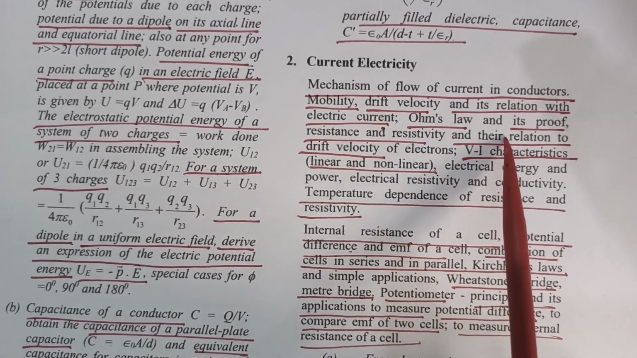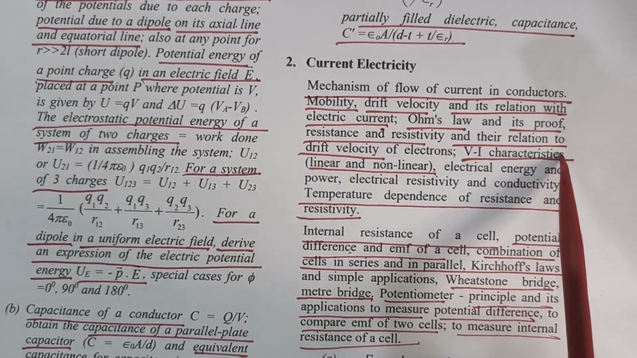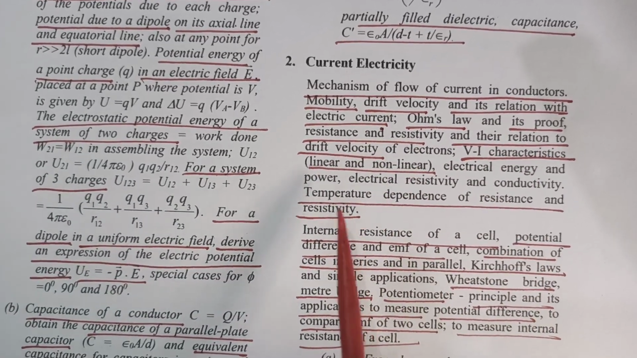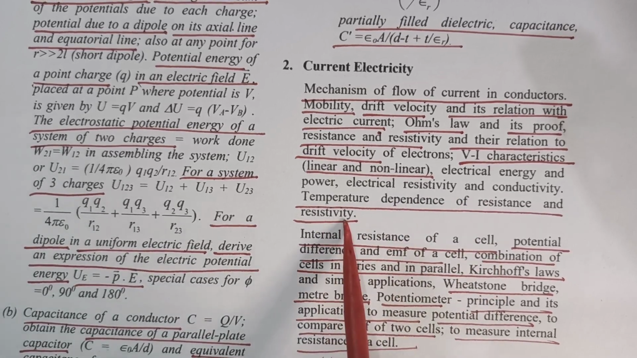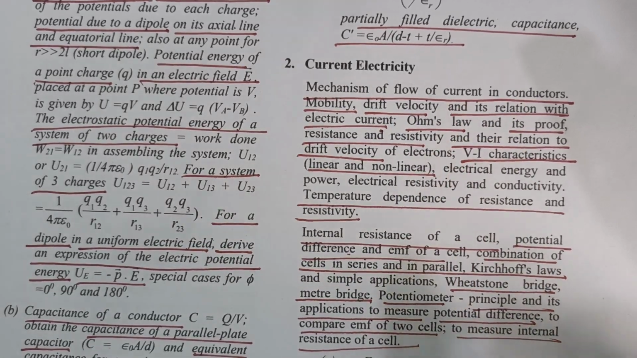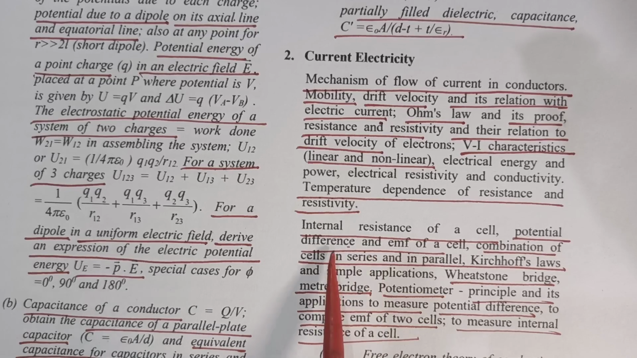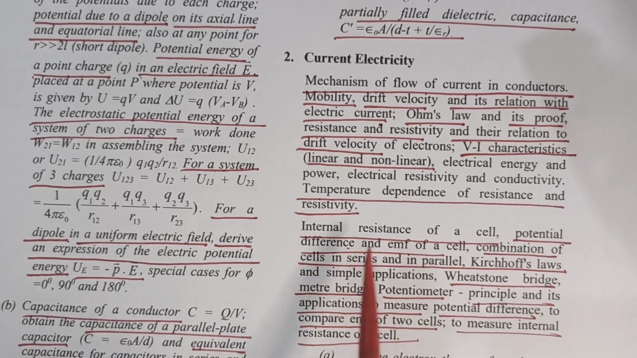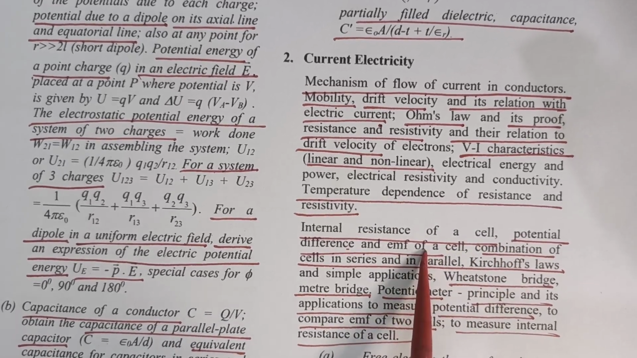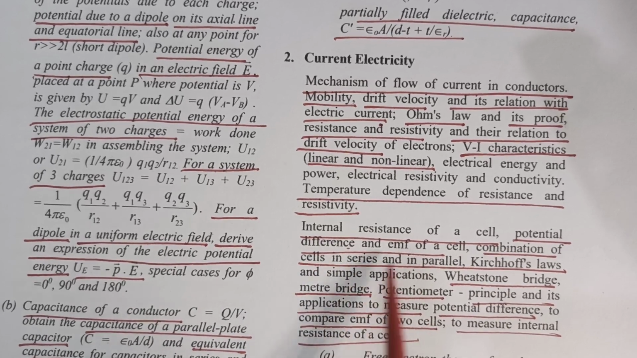Then relation of drift velocity with resistance and resistivity, VI characteristic of conductor and semiconductor, linear and non-linear. Then temperature dependence of resistance and resistivity, the basis will be the same, the mechanism or electronic theory of matter. Then internal resistance of a cell. Then the concept of potential difference between the two terminals of the cell and EMF of the cell. What is the difference between these two, terminal voltage and EMF. Then what will be the effect on the circuit if a combination of cells is taken in series or in parallel.